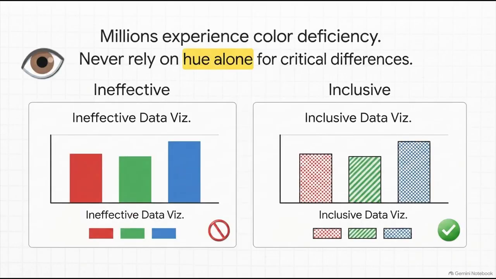And that brings us to a hard boundary we must always respect: accessibility. To put this in perspective, roughly 1 in 12 men and 1 in 200 women experience some form of color vision deficiency. If your entire visualization depends on a viewer's ability to distinguish between red and green, which is a super common default for good versus bad, it might be incredibly difficult or frankly impossible for a good chunk of your audience to read. We literally cannot rely on hue alone to communicate critical differences.